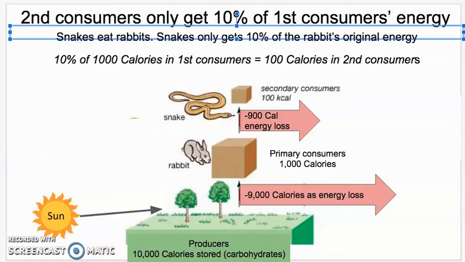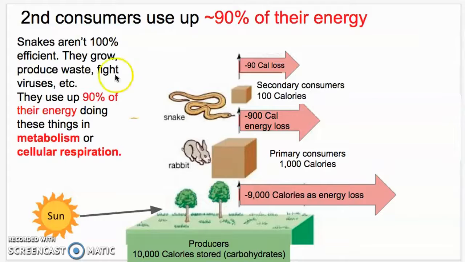Now we're going to add on a third level, but before we do this, we have to think about how much energy the snakes have lost. So secondary consumers use up 90% of their energy. The snakes aren't 100% efficient. They grow, produce waste, fight viruses. They use up 90% of their energy doing these things in metabolism or cellular respiration. So here we have 100 calories for the snake, but they're going to lose 90% or 90 calories as heat.